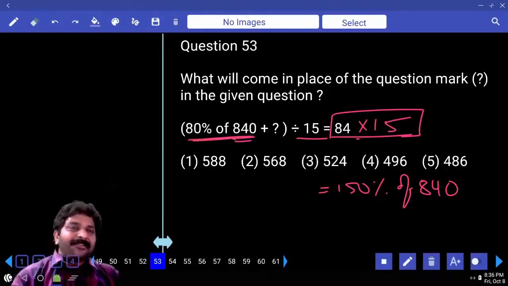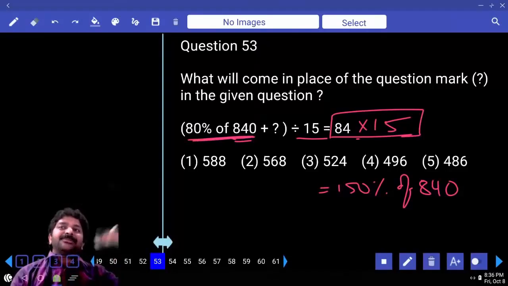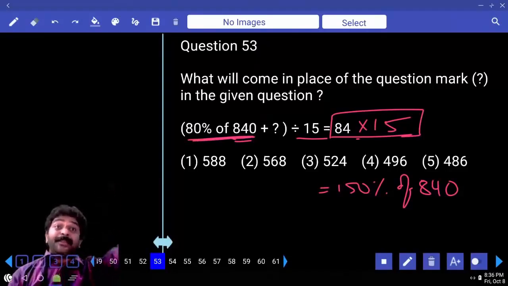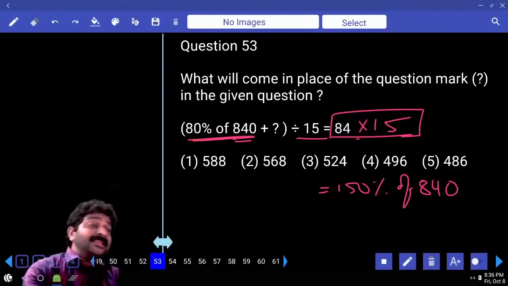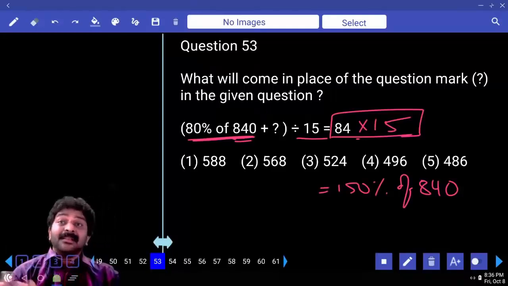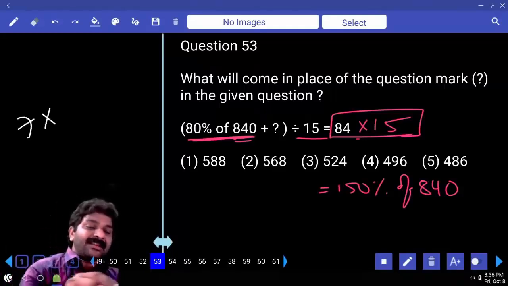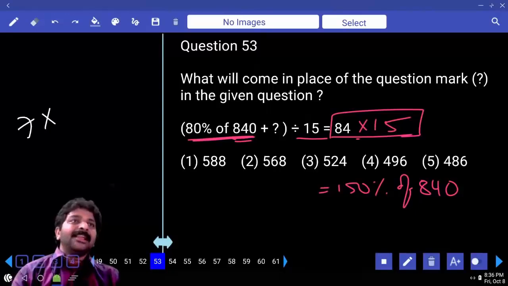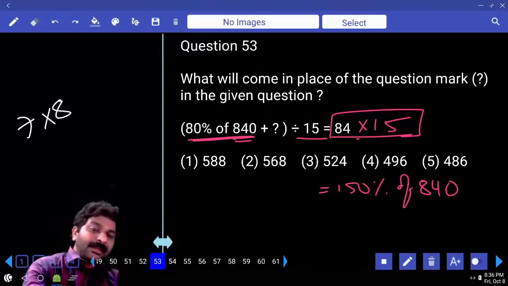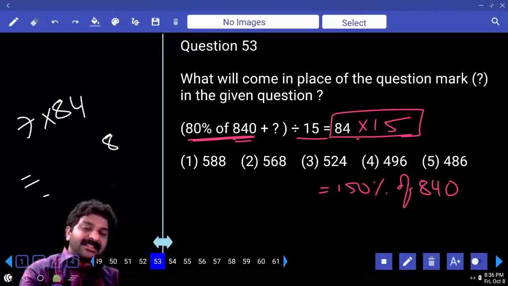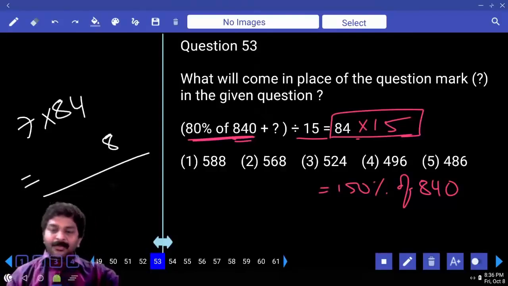Already 80% of 840 we have. To that how much we need to add to make it 150% of 840? 70% of which number? 70% in the sense 7 into 10% only. 10% of 840, 84. Answer must end with. How many options are there? 2 are there. So 2 options are there.